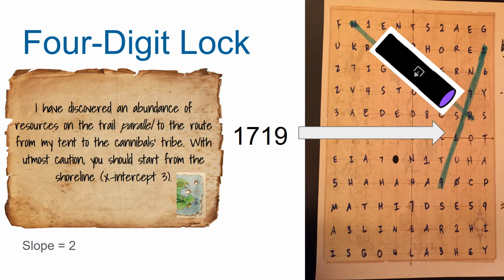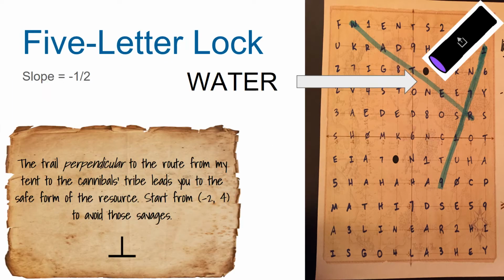The next puzzle is for the 4-digit lock. It reads, "I have discovered an abundance of resources on the trail parallel to the route from my tent to the cannibal tribe." This tells the students that they have to draw a linear line parallel to the one they drew for the first puzzle. The puzzle also tells them that they will be starting from x-intercept of 3, drawing the line through the x-intercept of 3 with a slope of 2. Students will obtain a linear line. Using the UV flashlight, they can find the hidden digits for the lock 1719.